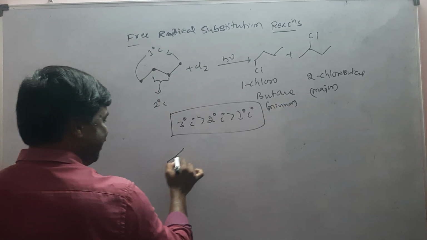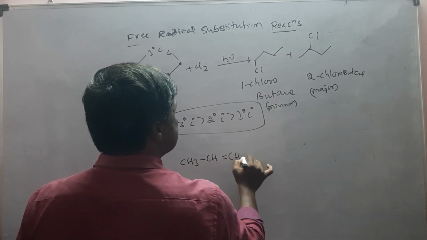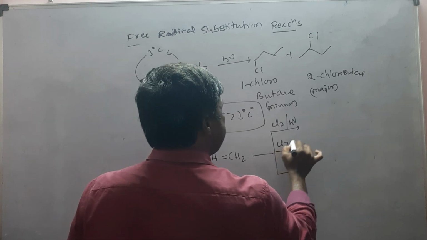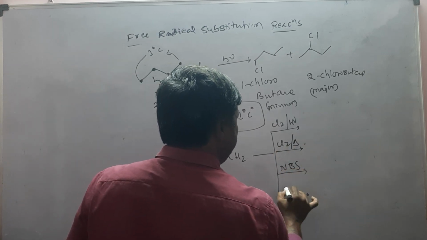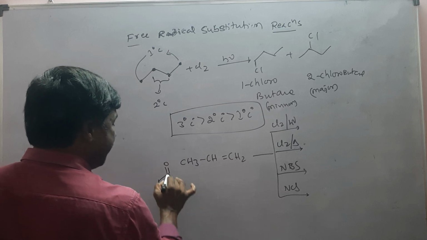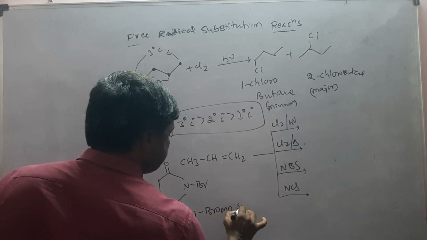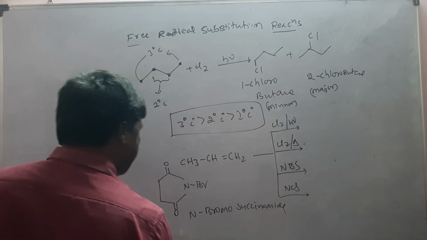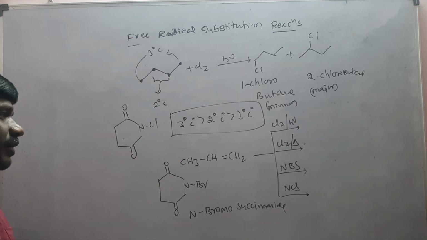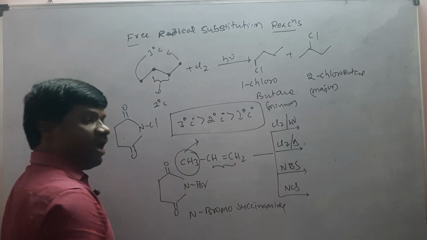Sometimes they ask a question with allylic carbons, like CH3, CH double bond CH2, with chlorine in the presence of sunlight, chlorine in the presence of heat, NBS, or NCS. NBS is N-bromosuccinimide, a brominating reagent. NCS is N-chlorosuccinimide. Here chlorine in the presence of sunlight: this is a vinylic carbon, and this carbon we call an allylic carbon.